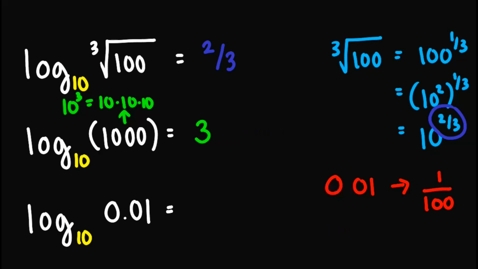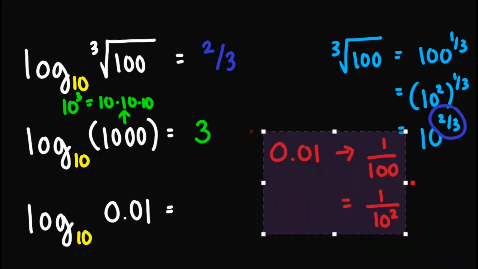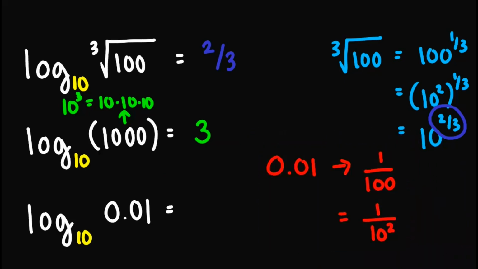And furthermore, 1 over 100 is equal to 1 over 10 squared. And 1 over 10 squared is actually equal to 10 raised to negative 2. Therefore, the outcome for this one is negative 2.